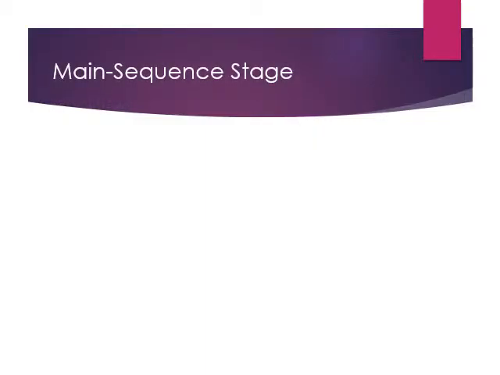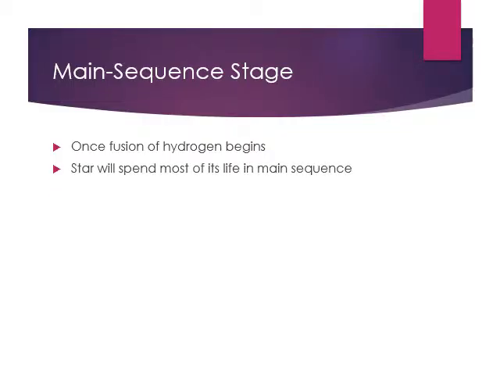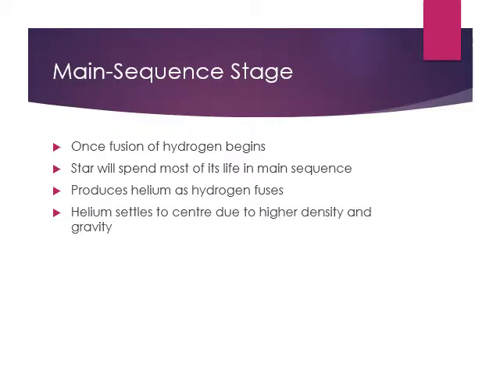So what's happening in the main sequence stage? Well, once fusion of hydrogen begins, this is what we call main sequence, and the star will spend most of its life in this phase. It produces helium as the hydrogen atoms fuse. Helium settles to the center because it's denser, and the gravity therefore will pull it to the center. But eventually the fuel supply will dwindle. So what happens next?